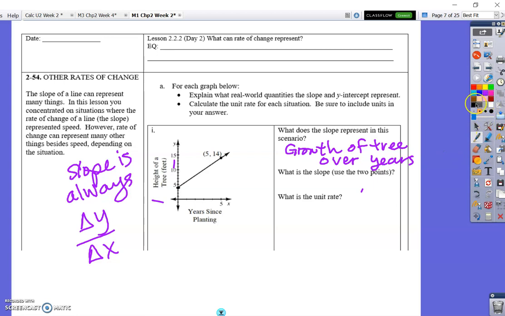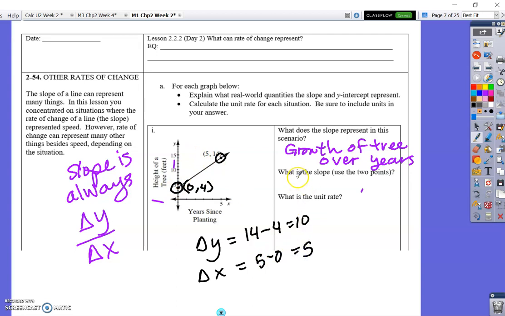So then it asks me to use 2 points to find the slope here. So one of my points is this one and the other is that. And so my points are (0, 4) and (5, 14). So delta y is from 4 to 14, or 14 to 4, or 10. Delta x is from 0 to 5, or 5 to 0, or 5. So our slope is delta y over delta x, which is 10 over 5, which is 2.